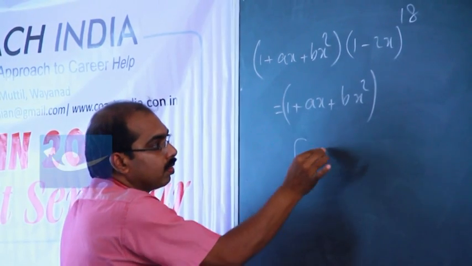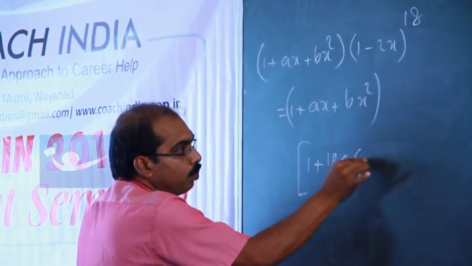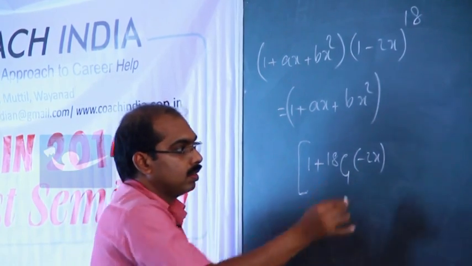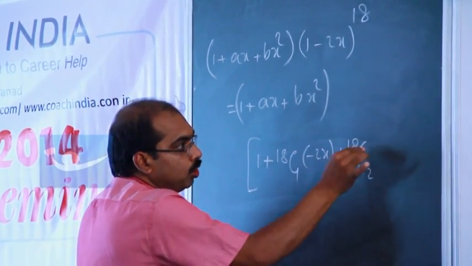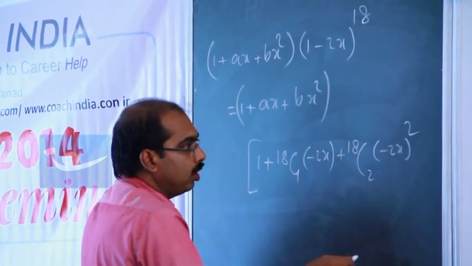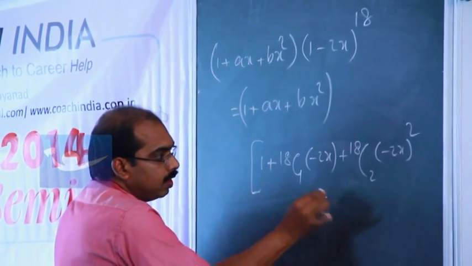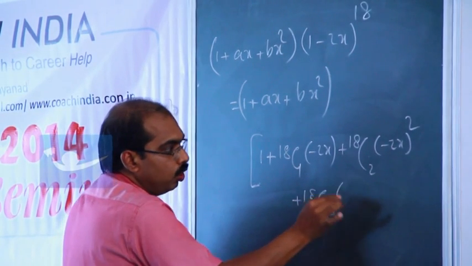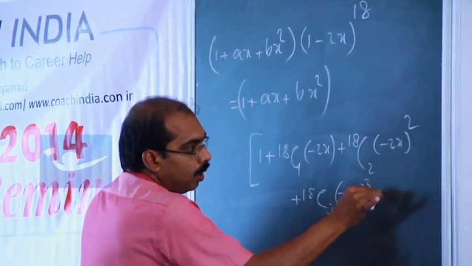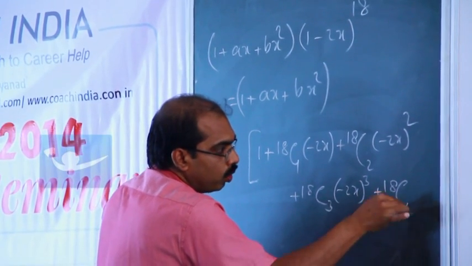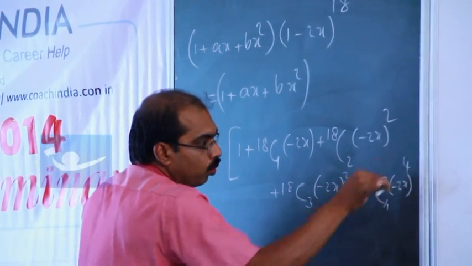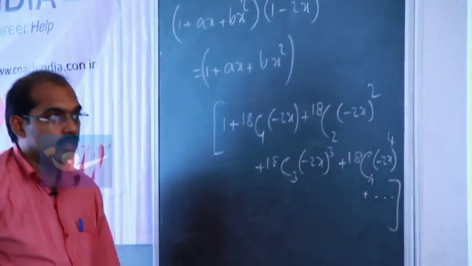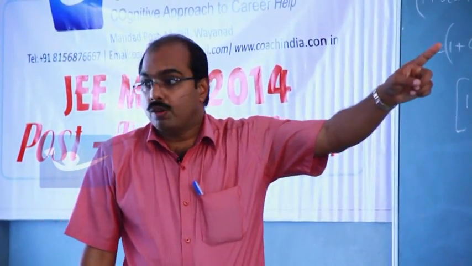It is going to be equal to 1 plus 18c1 into minus 2x plus 18c2 into minus 2x squared plus 18c3 into minus 2x cube plus 18c4 into minus 2x to the power 4 plus etc. We need only 4 powers of x, so we have to consider this much terms. Now we compare the coefficients of x cube and x raised to 4.